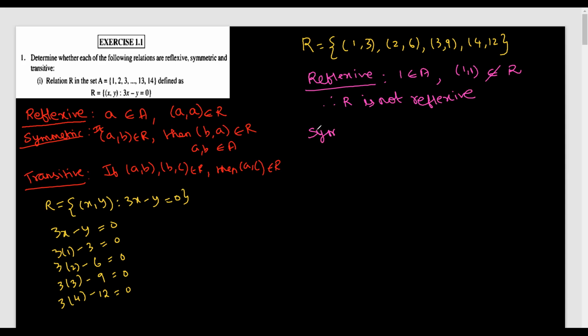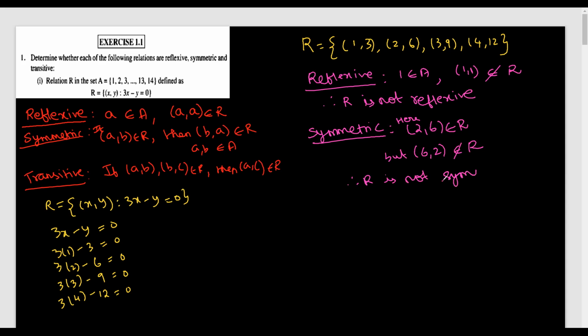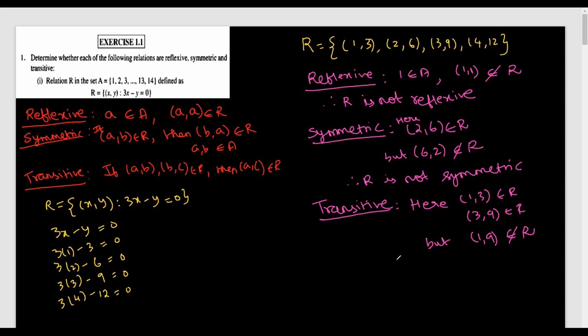Then for symmetric, if you take (2, 6) from R, here (2, 6) belongs to R, but we don't have (6, 2). So (6, 2) does not belong to R. Therefore, R is not symmetric. Then transitive, we have to choose two pairs that hold true. If we take (1, 3) belongs to R, (3, 9) belongs to R, we should have (1, 9), isn't it? A and C. Do we have (1, 9) here? No. So (1, 9) does not belong to R. Therefore, R is not transitive. So this relation is neither reflexive nor symmetric nor transitive.